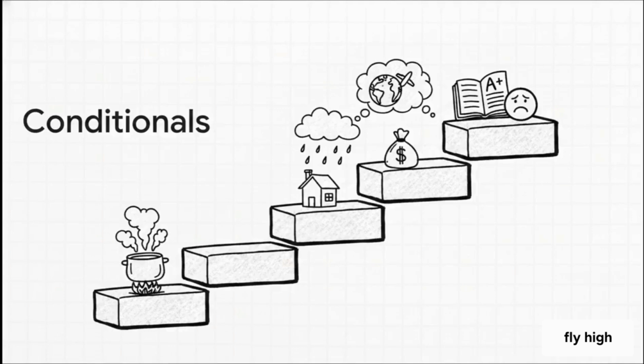We start at 0 for undeniable scientific facts. If you heat water, it boils. Number 1 looks at a real future possibility. If it rains, I will stay home. Number 2 moves into the completely imaginary present. If I were rich, I would travel. And finally, number 3 deals with imaginary past regret. If I had studied, I would have passed.